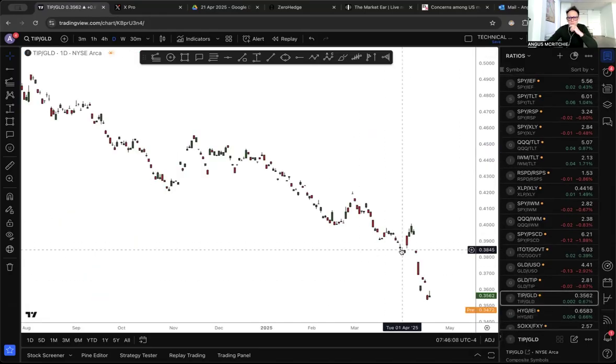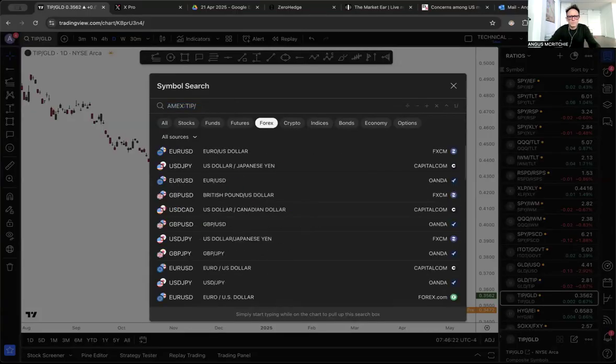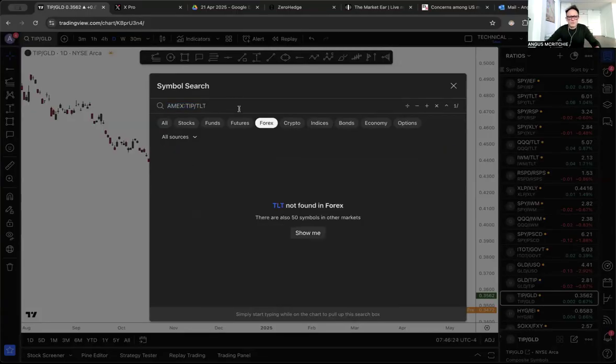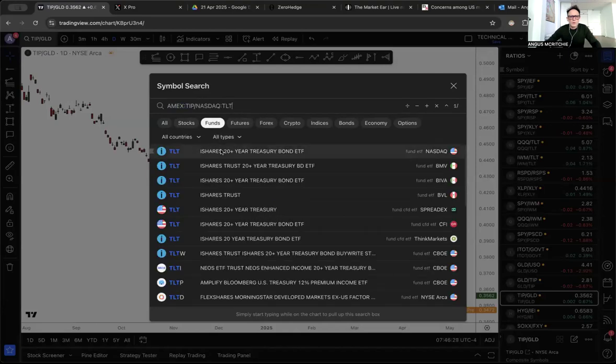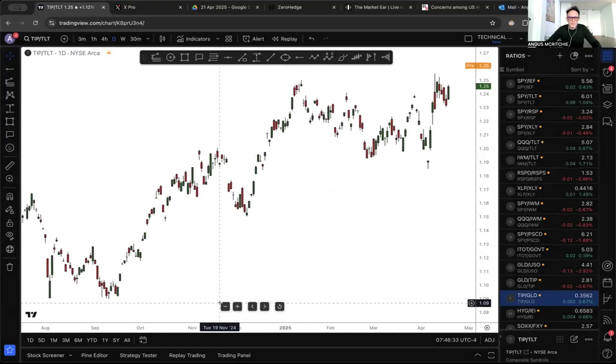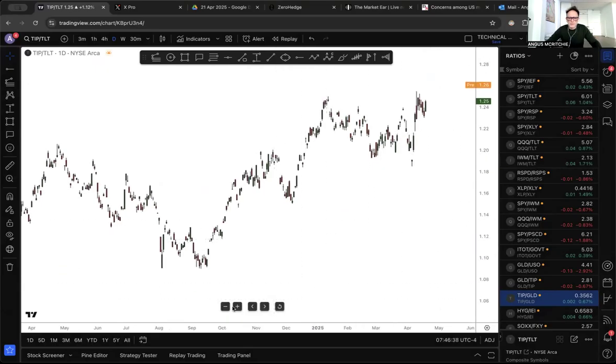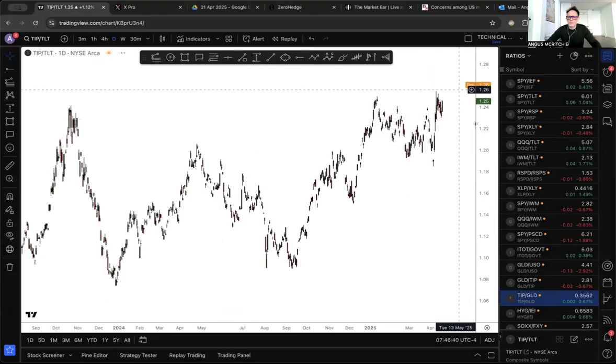You can see the TIP is underperforming, so the inflation adjusted Treasury is underperforming gold, but also if you look at TIP over TLT, which of course is the long-term Treasury. Whoops. There we go. You can see here that TIP is also outperforming the TLT. So what that tells you is that the market is still a little bit concerned about inflation. So it's kind of interesting. You see up a little bit in the pre-market.